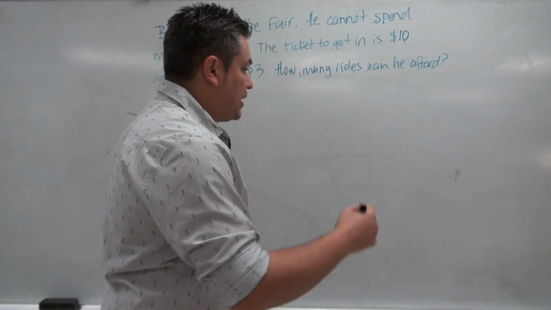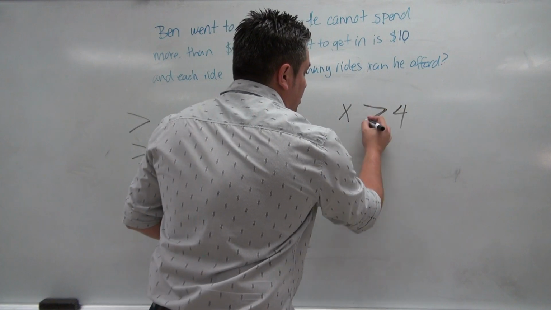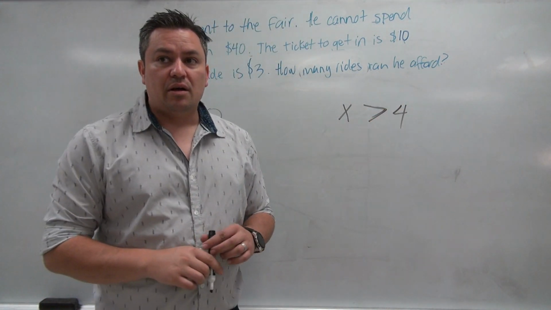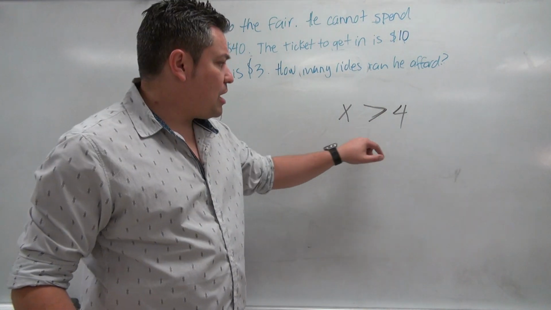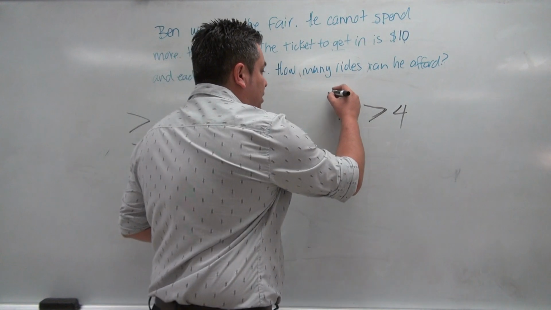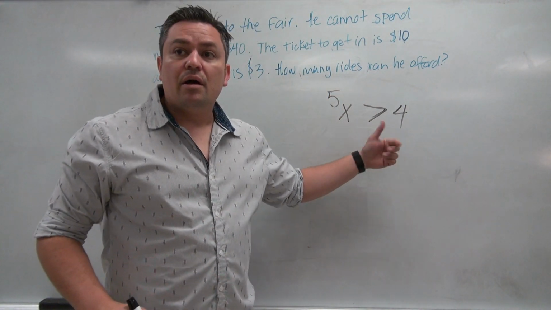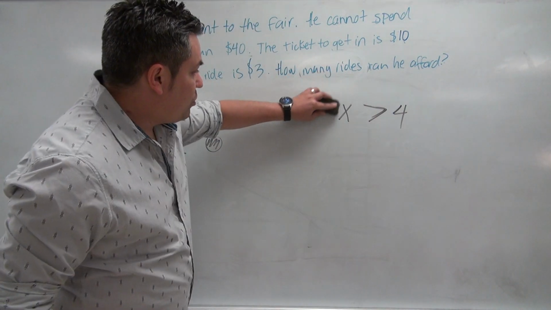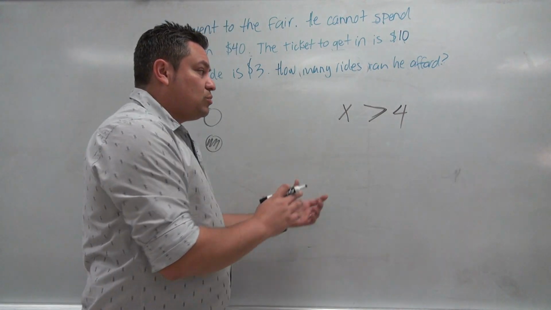So for instance, if I take x is greater than 4, which one's bigger, the x or the 4? The 4. X is greater than 4. So that means if I put a number 5 right here, instead of x, is 5 greater than 4? Yes. Then it satisfies my answer. So what if I put in a 3 right here? Is 3 greater than 4? No. So this is why it's important.